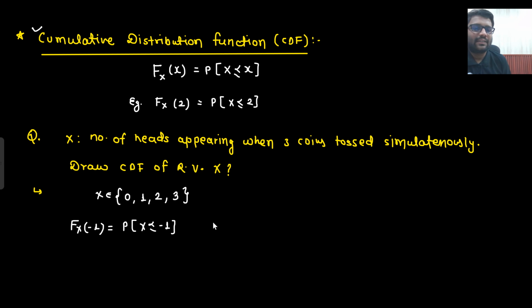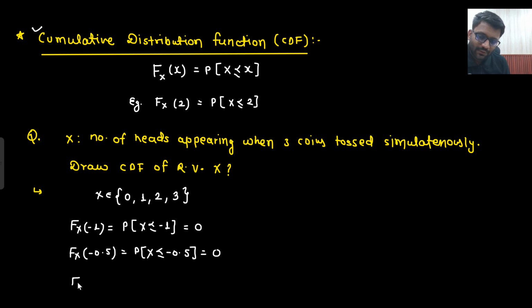Can it take value lesser than equal to minus 1? No. It can take only value 0, 1, 2, 3. So it can never take value lesser than minus 1. So what will be the probability? 0. Let's find another random thing. Let's find fx of minus 0.5. Again 0, right? Because random variable x cannot take values lesser than minus 0.5.